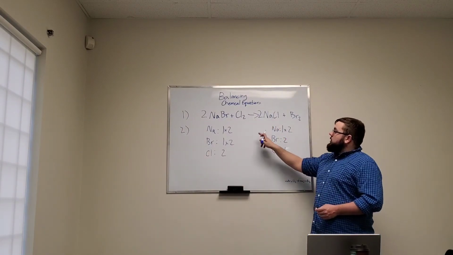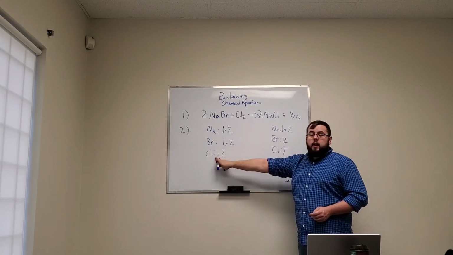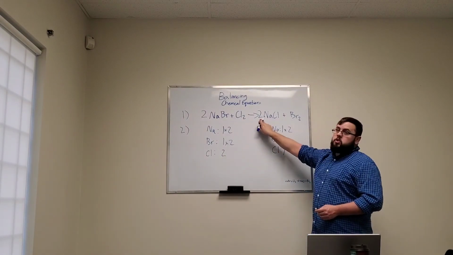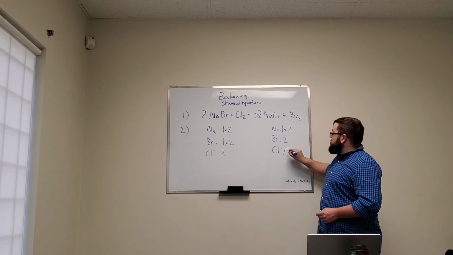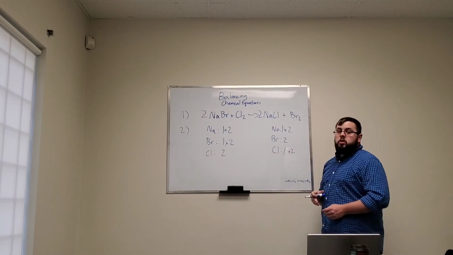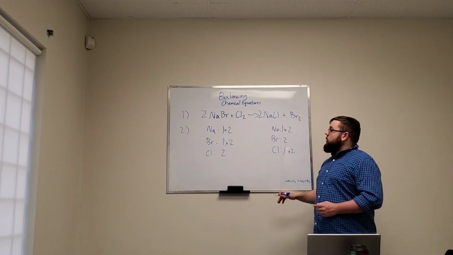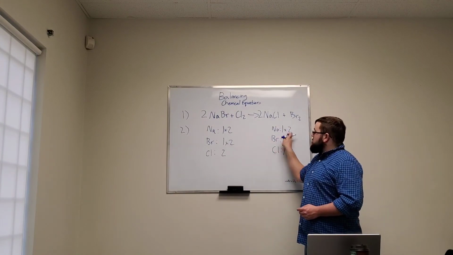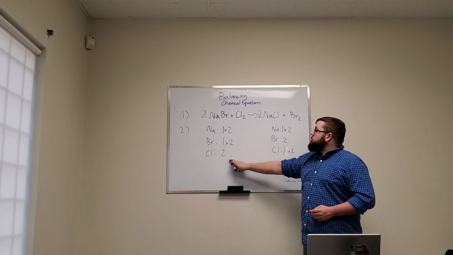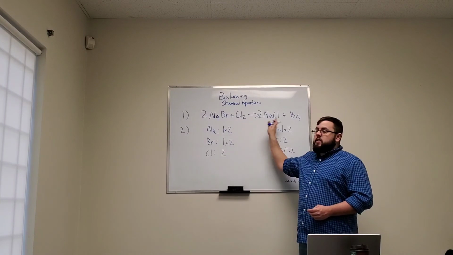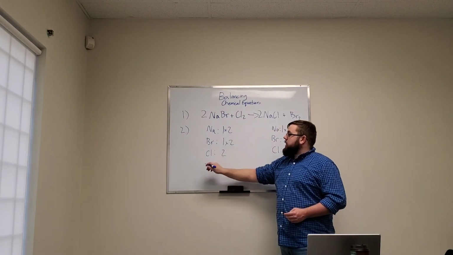Now we can have a look. We see we have 2 chlorine atoms here, and because of this 2 here, we actually do have 2 chlorines there. So again, one last check. 2, 2, 2, 2, 2, 2. This is a balanced reaction now.